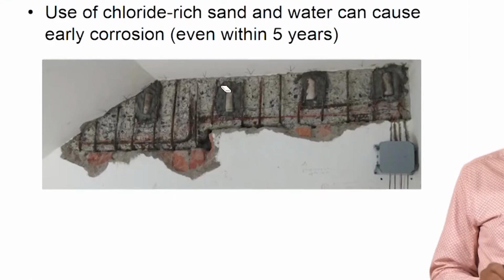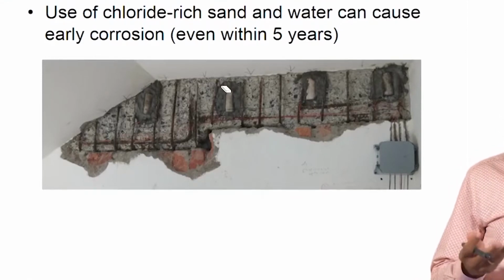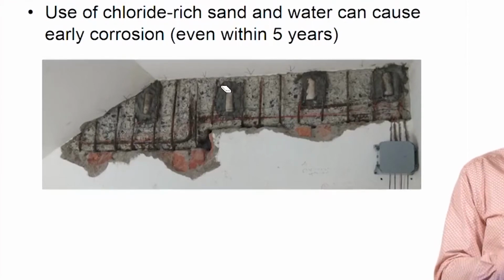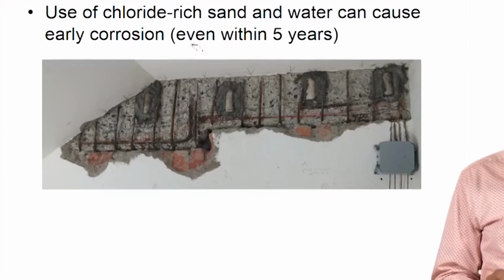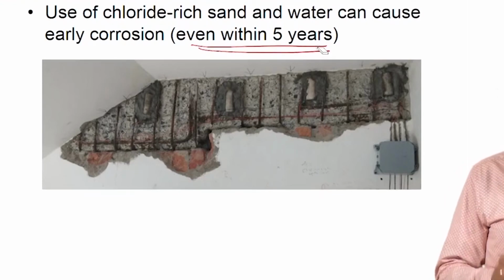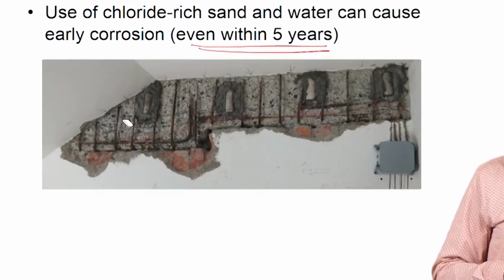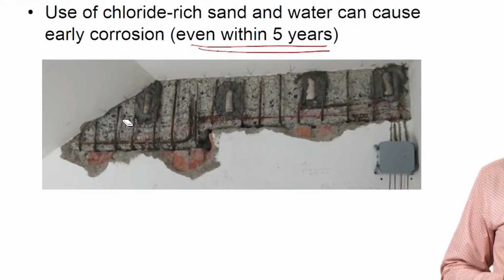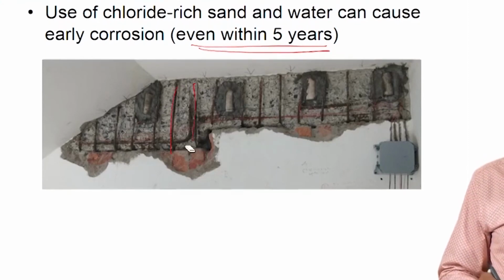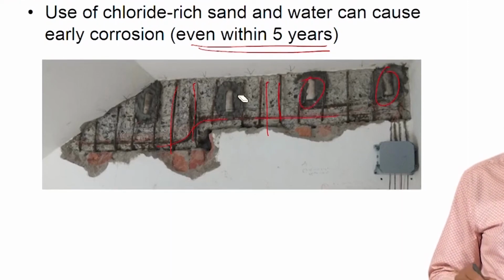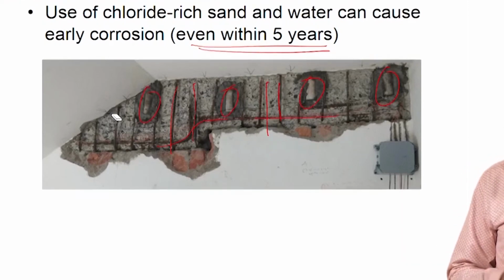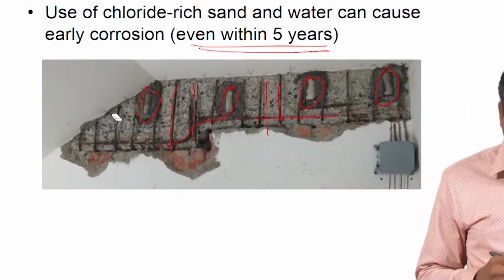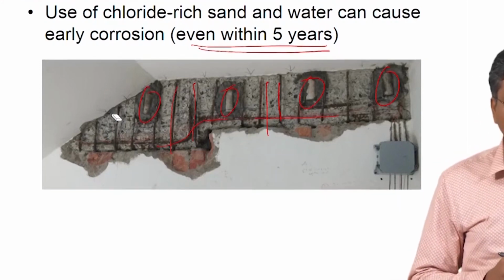Now if you actually have chlorides within the concrete itself, like from the aggregates or from the water, you can even see corrosion within 5 years. This particular structure experienced corrosion in just 4 to 5 years. All these rebars which you see are severely corroded, and what you see here is that some cathodic protection is being applied, and whether we can protect the structure with cathodic protection.